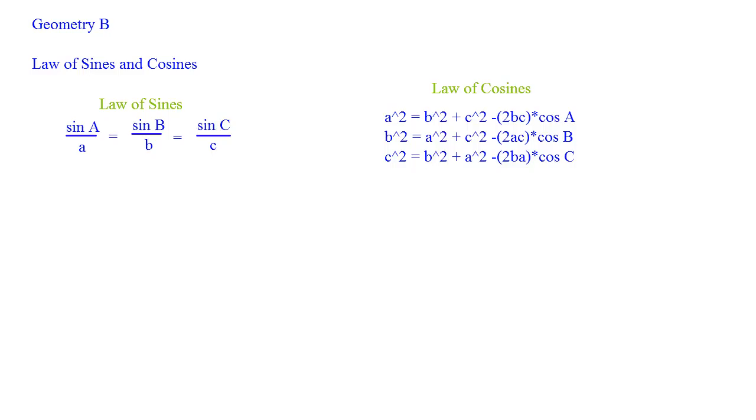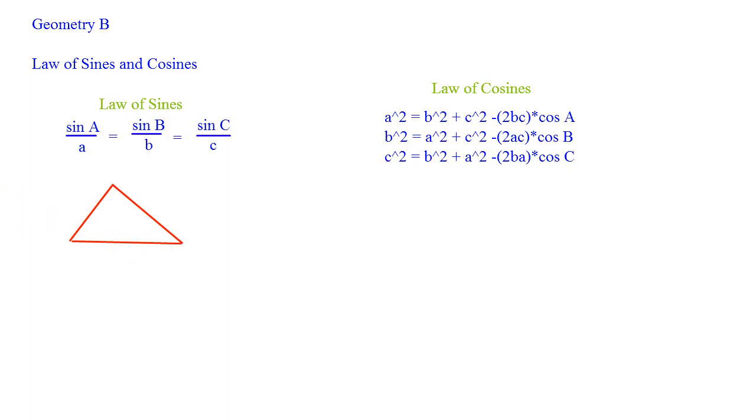Alright, hi. Today we're going to talk about the law of sines and cosines, which is a new investigation into what happens if I don't have a right triangle. For example, what if we're working with a triangle that looks like this?